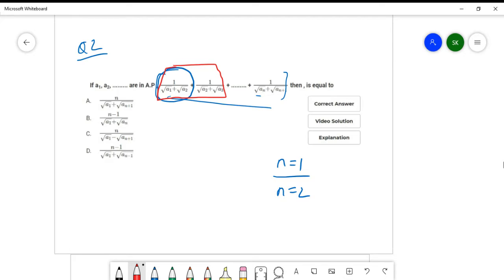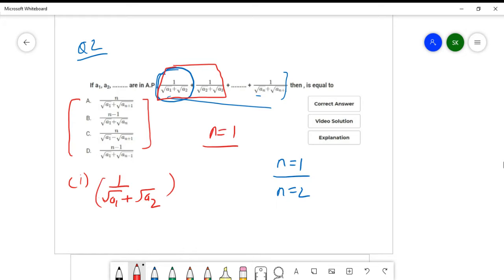And on the better side, we are also provided with the options. And when options are provided, we use the options quickly, right? Now what we need to do? Put the value of n equals 1 in the four options. What do we get from the first option? We get 1 upon root a1 plus root a2. This is similar to the actual one.